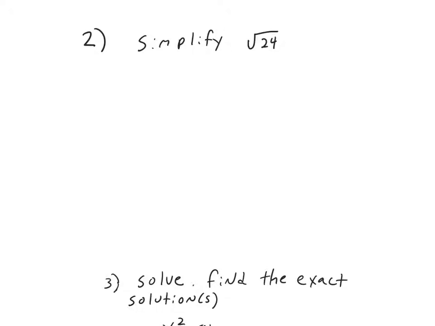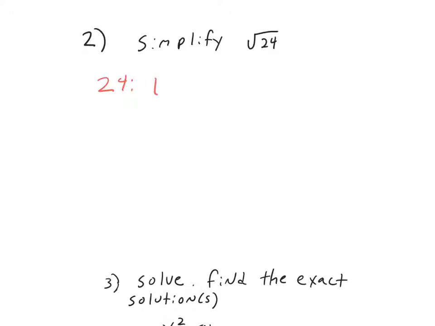All right, looking at number 2, it says simplify, and they want the square root of 24. And if you remember from yesterday's bellwork, we don't want decimals, so we want to change this into what's called an exact solution. So we're going to think of factors of 24. So let's go ahead and factor 24. And we'll just factor the whole thing.